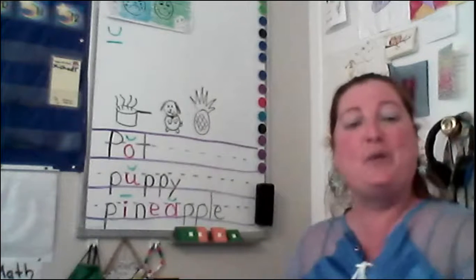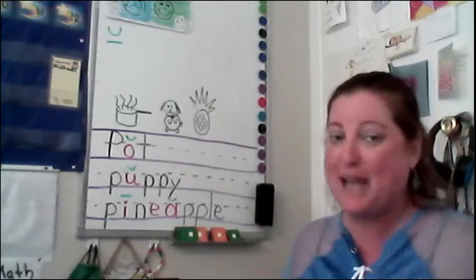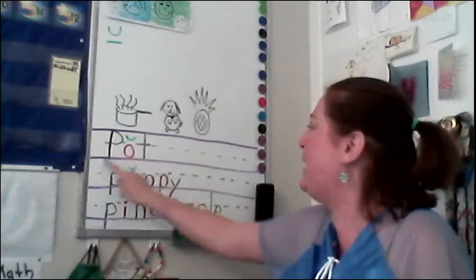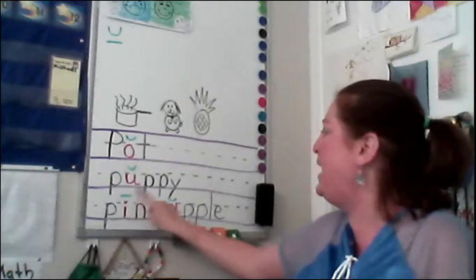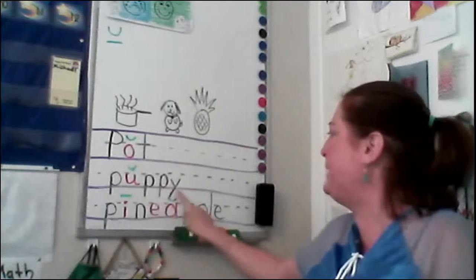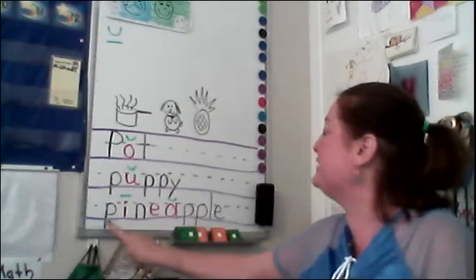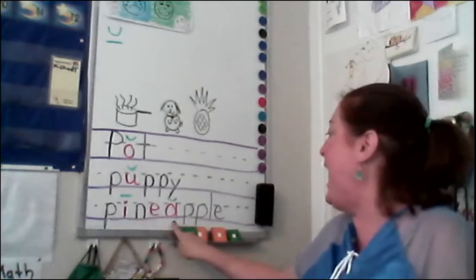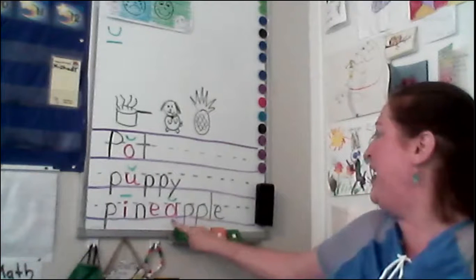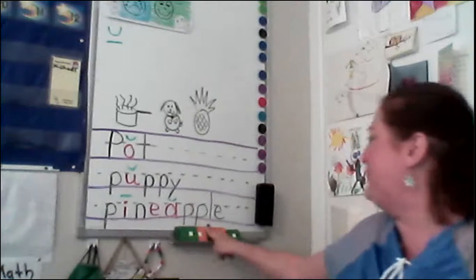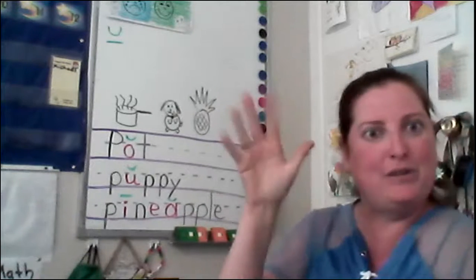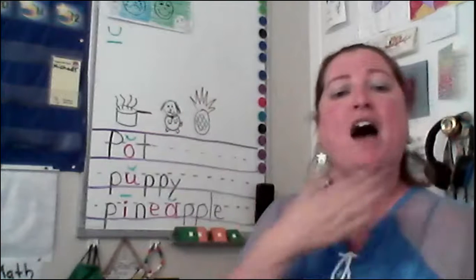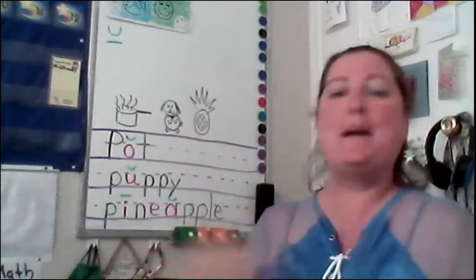Okay, all together, we are going to go ahead and do our sounds one more time with all of these, okay? So ready? P-o-t, pot. P-u-p-p-y, puppy. Sorry guys. P-i-n-e, pine. Apple, apple, pineapple. All right, we're going to go ahead and do it with our touch, okay? Let's go ahead and do pot first. Ready? Get your hands ready. P-o-t, pot. You do it.